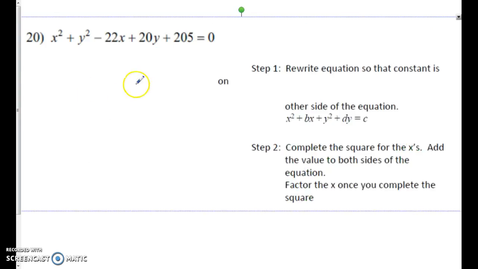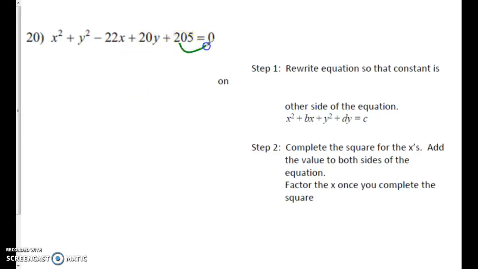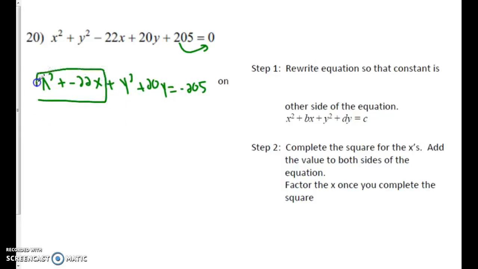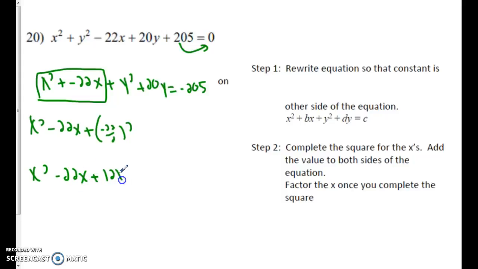Let's try one more. Same idea. Bring this over to that side. So I have x squared minus 22x plus y squared plus 20y equals negative 205. We're going to work on this side right here and complete the square. x squared minus 22x plus negative 22 over 2 squared. So that gets me x squared minus 22x plus 121.